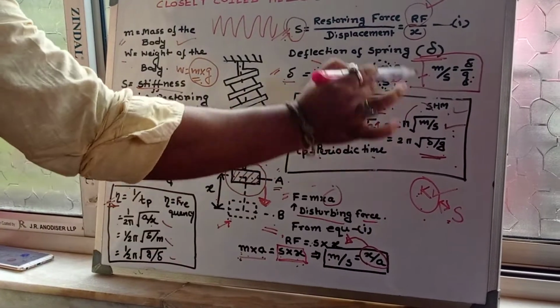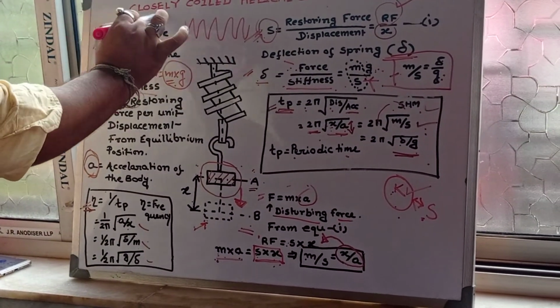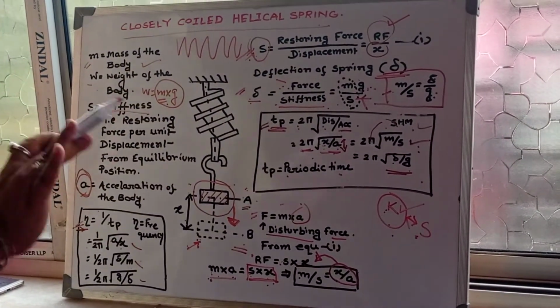Now this is the theoretical part of the closely coiled helical spring. I think it is very much clear.